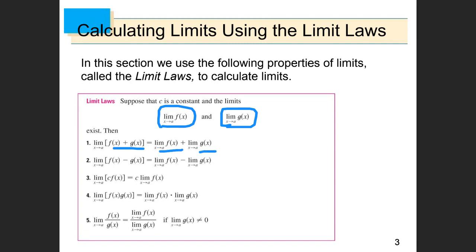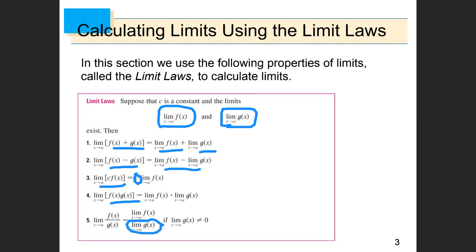And the limit as x approaches a of f of x minus g of x, again, you can split out the limits. If you have the limit of a constant times a function, you can just take the constant in front of the limit. And if you have the limit of the product of two functions, it becomes the product of the limits of both of those functions. Now look at the division one. The division one, you need to make sure that this bottom limit here is not actually equal to 0.